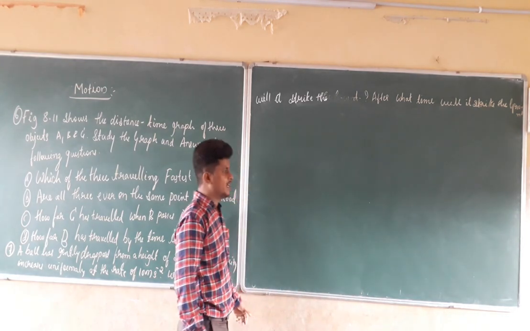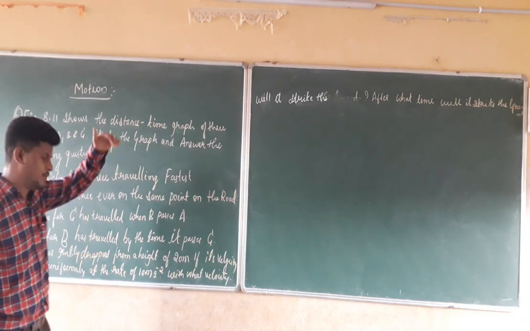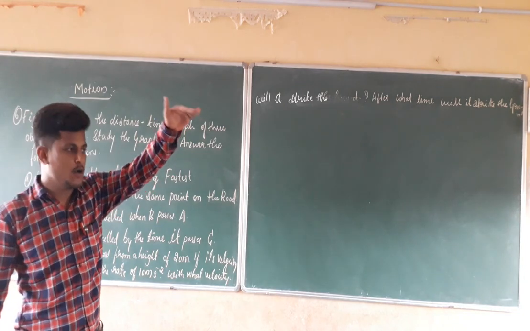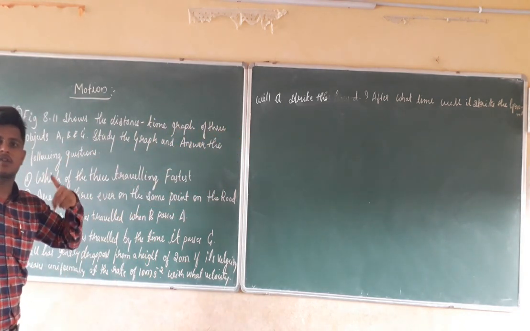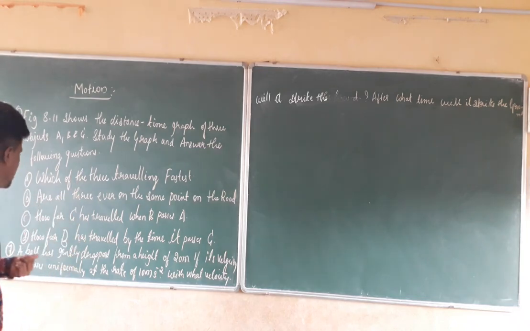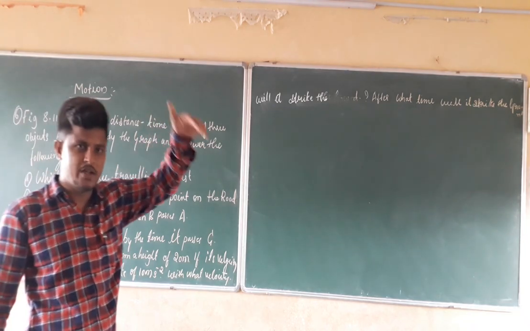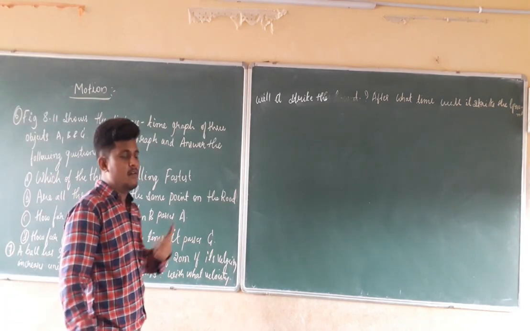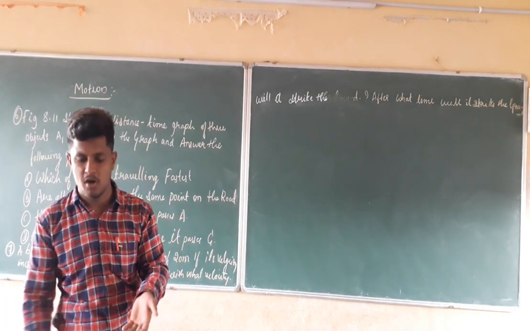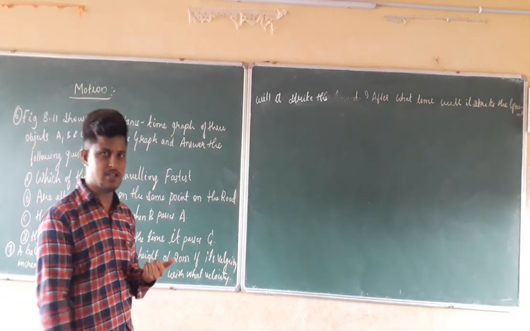In the problem statement, they give a ball which is dropped from a height of 20 meters, and it moves with uniform acceleration of 10 meters per second squared in the downward direction. In this case, we have to calculate the velocity of that ball.